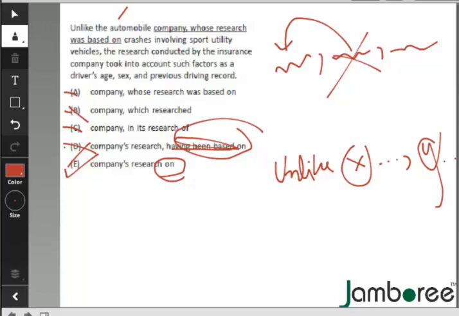So, Arnav, I think there may be some connectivity issue at your end, because my connectivity is fine. There might be some issue at your end.